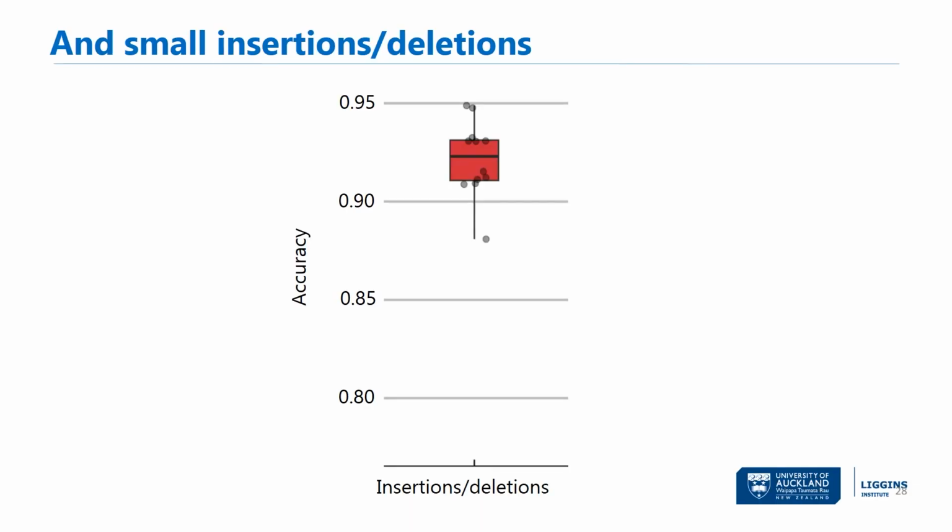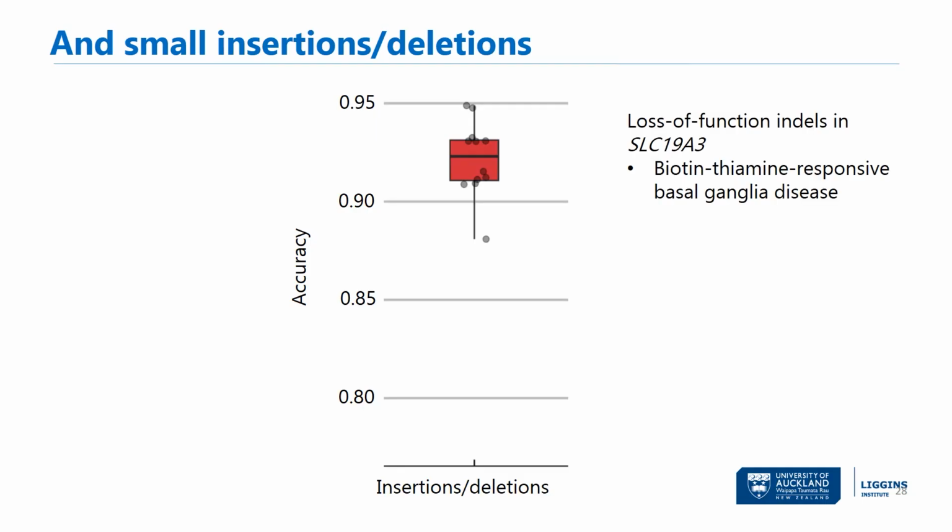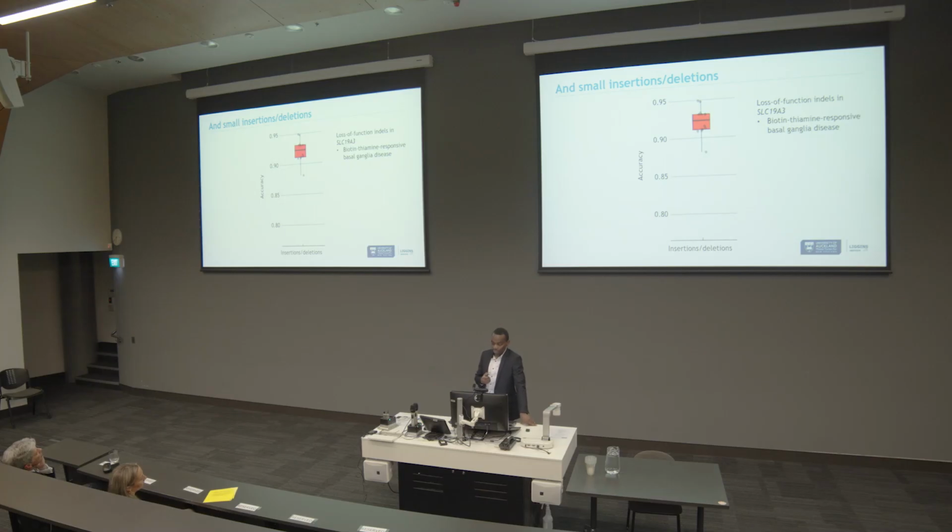Also, looking at the benchmarking, some of these small insertions and deletions, which are problematic even in other technologies, we have shown that we can identify these mutations with an accuracy of over 92%. And just to contextualize that, we can identify loss of function indels, or insertion deletions, in this gene called SLC19A3, which is a thiamine transporter.